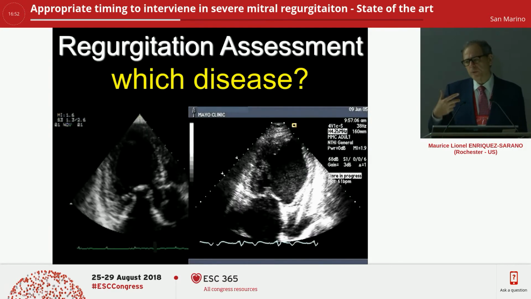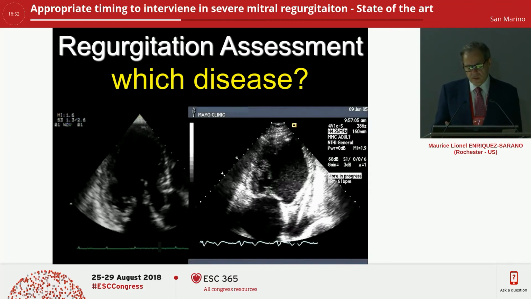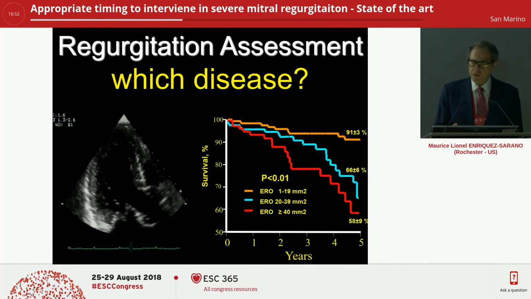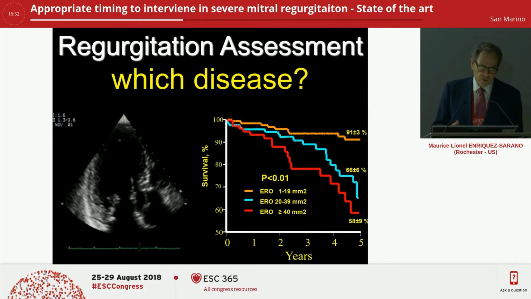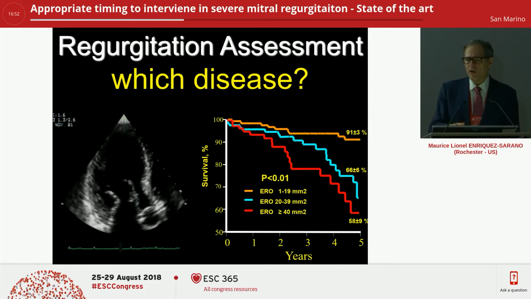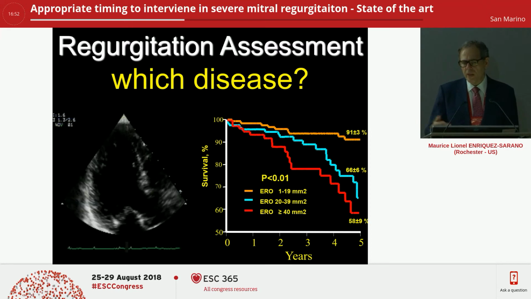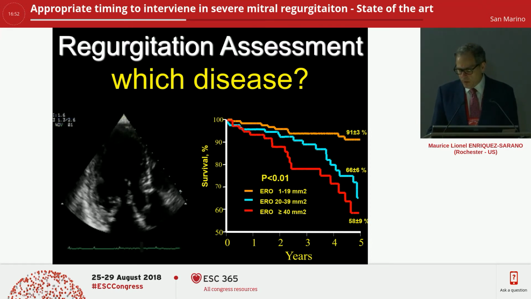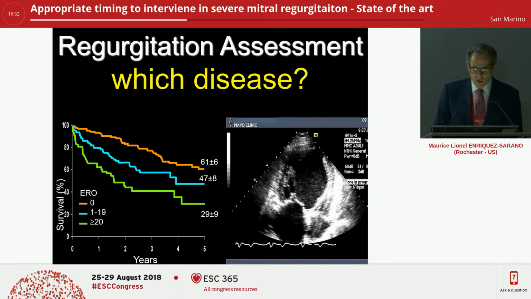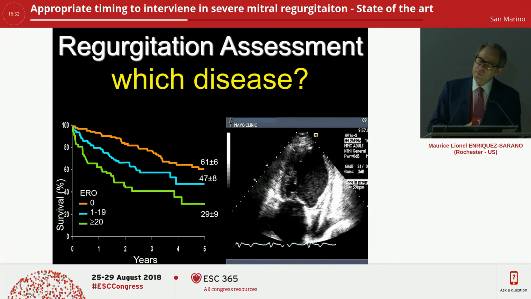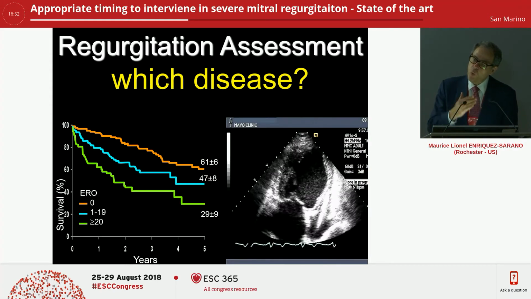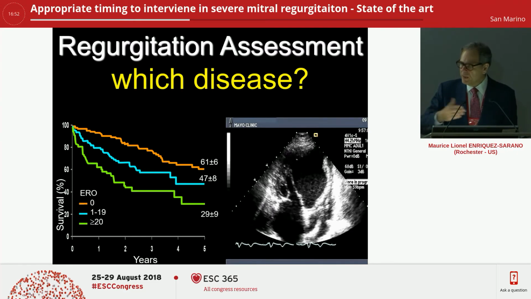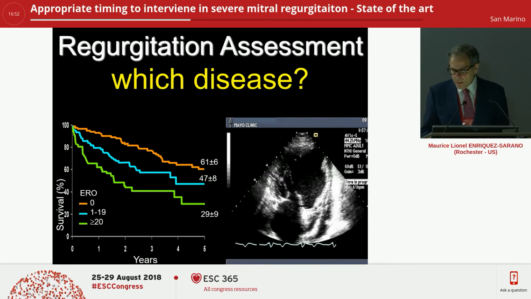And the interpretation of the measurements is dependent on which disease it is. In organic MR, we have natural history of the disease showing that the people who have a regurgitant orifice above 40 have the highest mortality, and that's one case. But in functional MR, there is data saying that the people who have a regurgitant orifice above 20 are those with a higher mortality. So evidently there is a big discussion about different grading format.